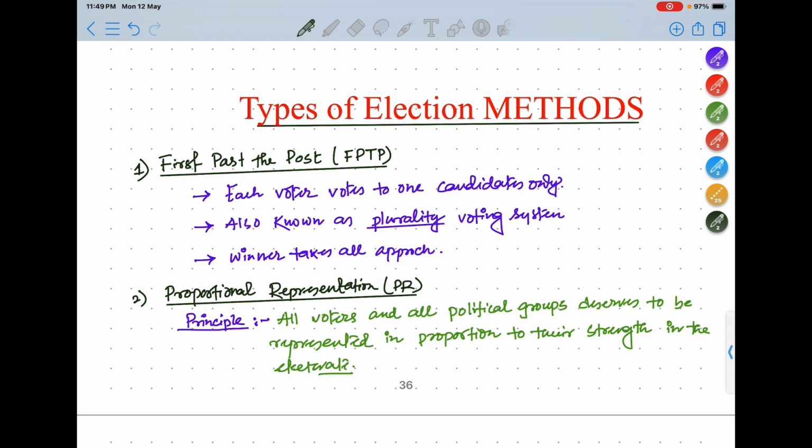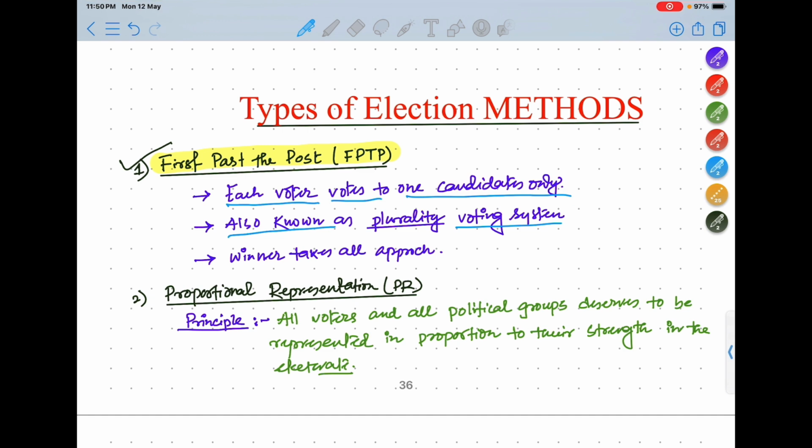Now what are the different types basically? So now we'll study the first important one. The most important is the first past the post election system, that is FPTP. In this type of election, each voter votes for one candidate only. It is also known as the plurality voting system.